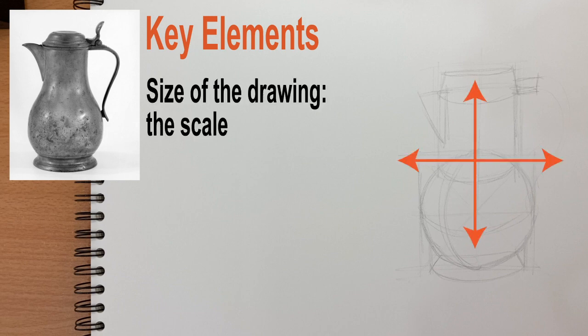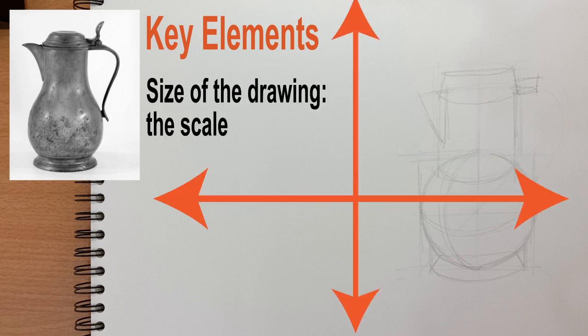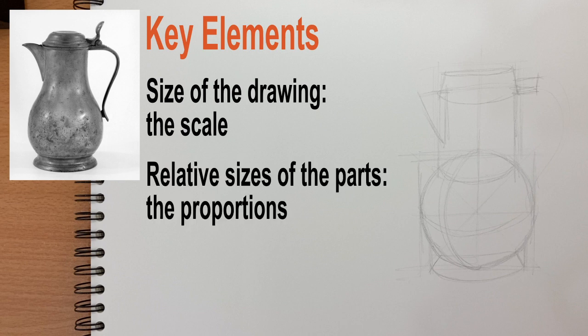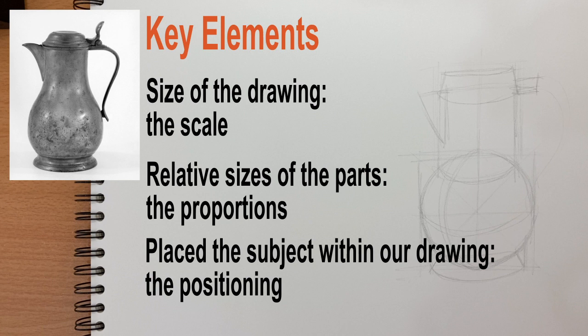We've established the overall size of our drawing in relationship to the page. We've worked out the relative sizes of the parts of the object that we are drawing. So for example, we've worked out how big the base of the water jug should be compared to the neck of the water jug. We've worked out the placement or positioning of all the parts of the subject within our drawing.